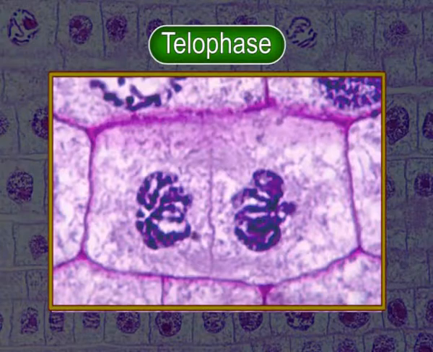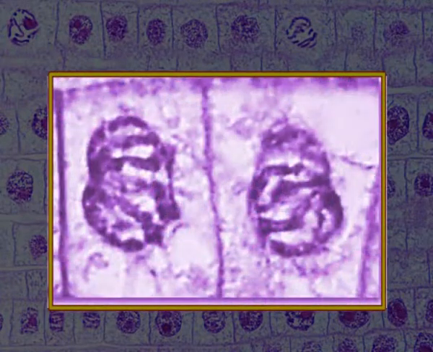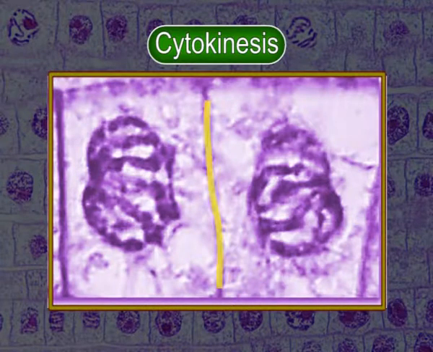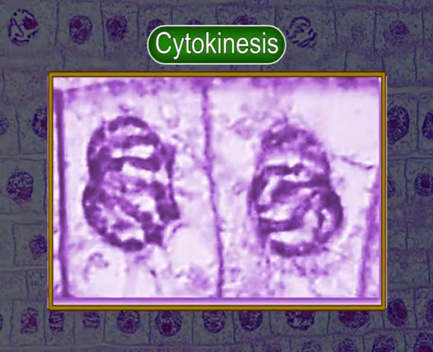This is a cell which has finally divided into daughter cells after the division of cytoplasm, meaning cytokinesis has taken place in this cell. As it is a plant cell, cell plate formation has resulted in the formation of two daughter cells. Each daughter cell contains 16 chromosomes.